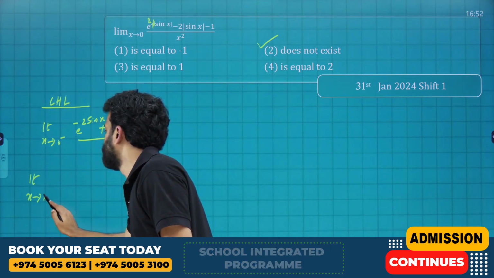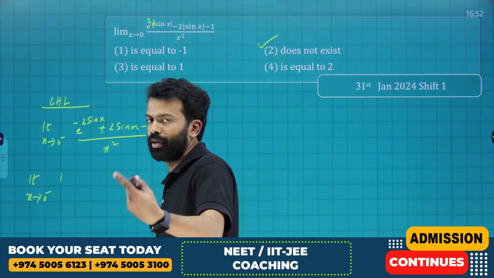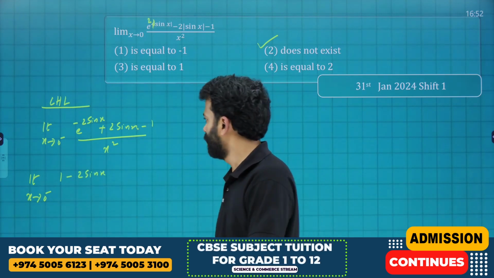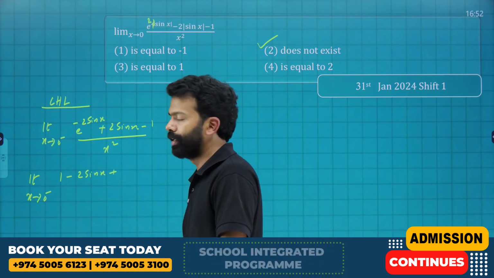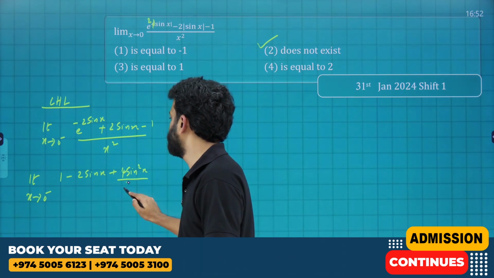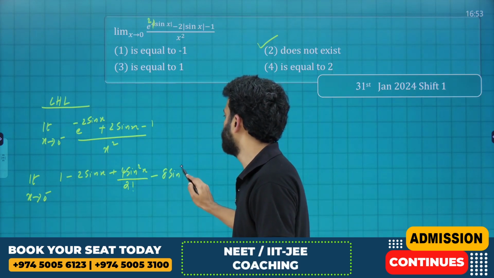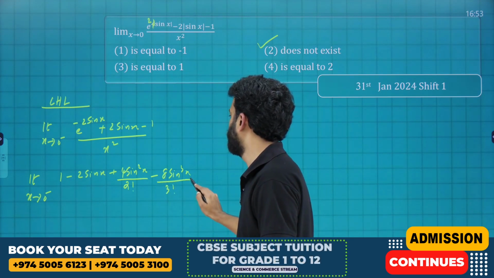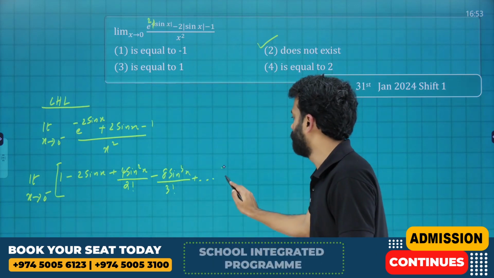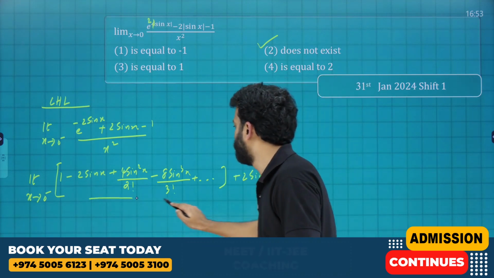limit x tends to 0 minus, 1 plus x is there. Therefore, you need to apply minus 2 sin x by 1 factorial, plus the square of that, 4 sin square x divided by 2 factorial, the next one, minus 8 sin cube x divided by 3 factorial, plus etc. I am going to write the numerator only, plus 2 sin x minus 1, divided by x square.